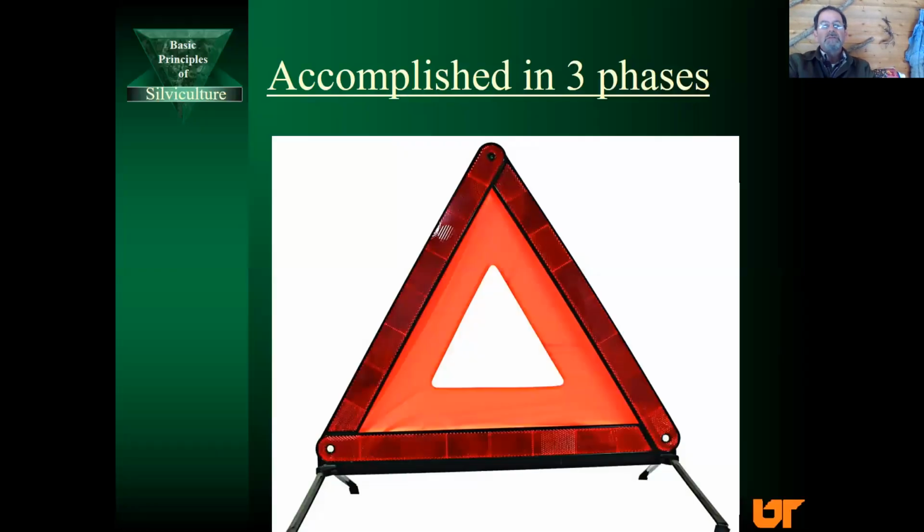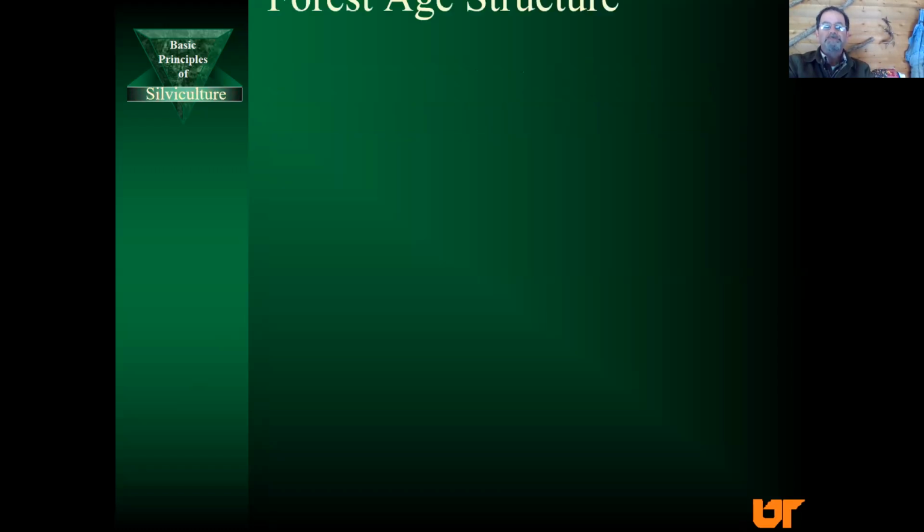Now, silviculture is accomplished in three different phases. And so we have the establishment phase, getting the forest started. There are the intermediate operations, which is what do we do to the forest while it is developing. And then the final stage is, I refer to it as harvest. It's actually a regeneration stage. And eventually we'll get to all three of these legs of the triangle. But today we're going to be focusing on the establishment stage of silviculture.